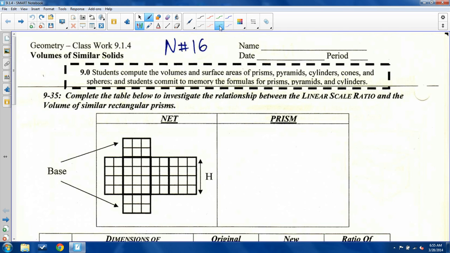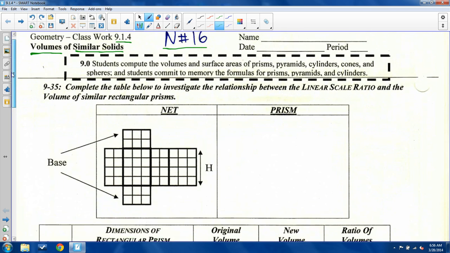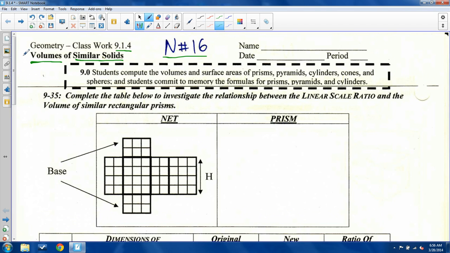And number 16, working more with volume, similar solids. This is section 914, and this is something that we did in unit 8, section 2. It was like 8.2 point something, and we talked about ratio of area. So we did, this isn't my name, but ratio of areas. And I can only go over it briefly, okay?